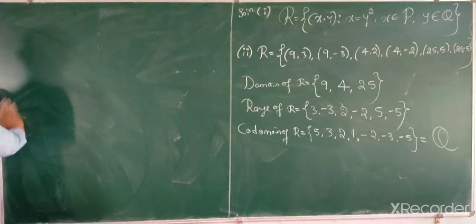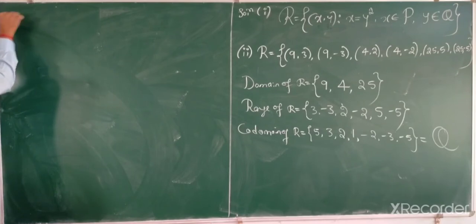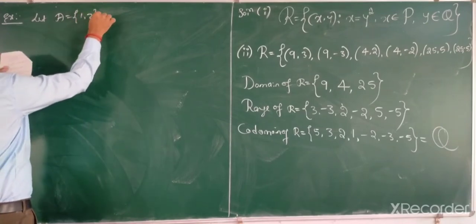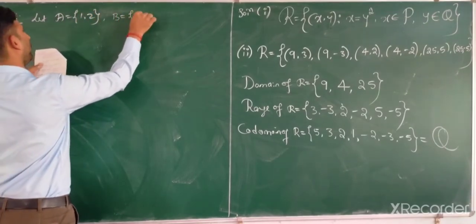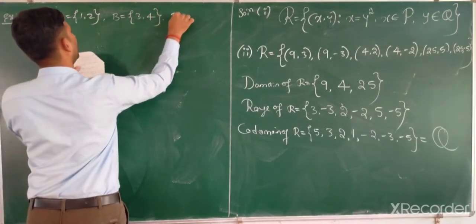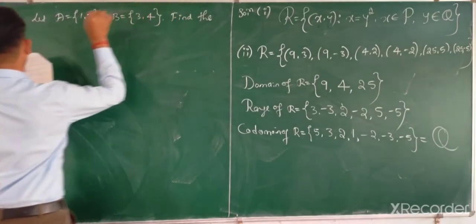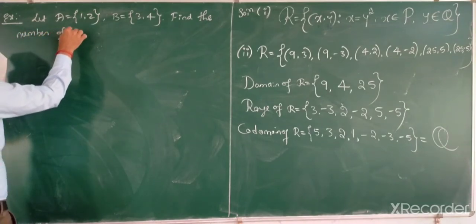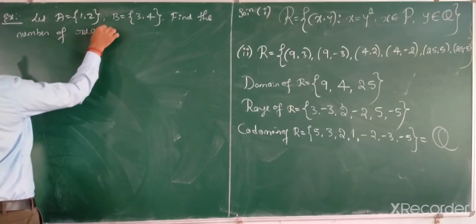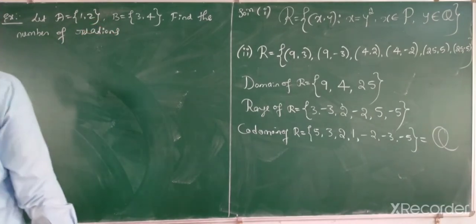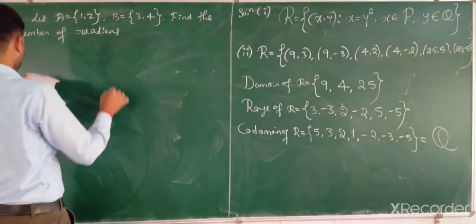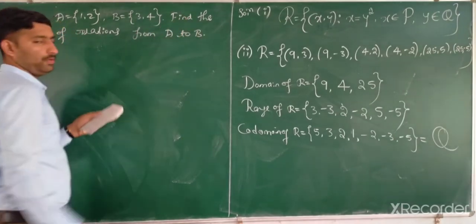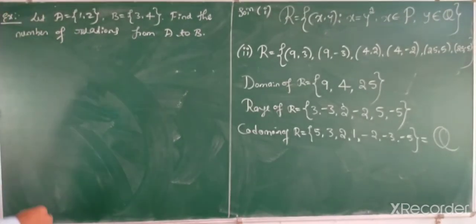Important for exam of the category of 1 mark. Example. Let A is equal to {1, 2}, B is equal to {3, 4}. Find the number of relations from A to B. Find the number of relations from A to B.